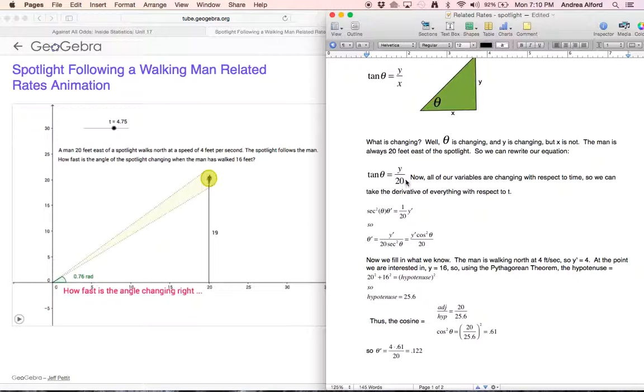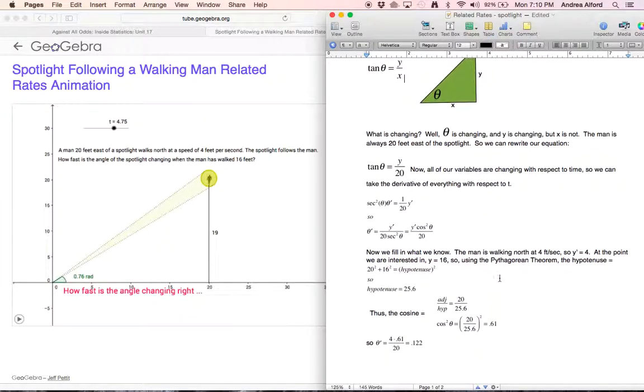Y over 20 is just the same as 1/20th y, so the derivative is 1/20th y prime. So if we get theta prime by itself, theta prime is y prime over 20 secant squared theta. And since the secant is 1 over the cosine, this is the same as y prime times cosine squared of theta over 20. Now we fill in what we know.